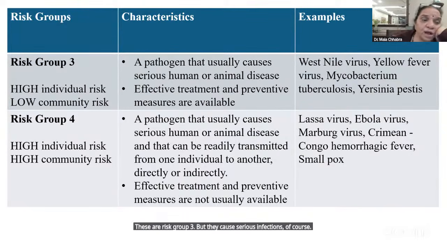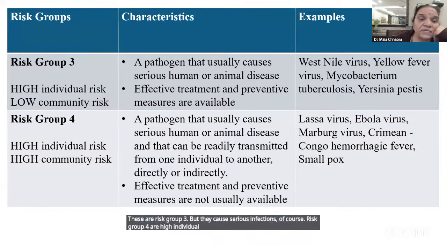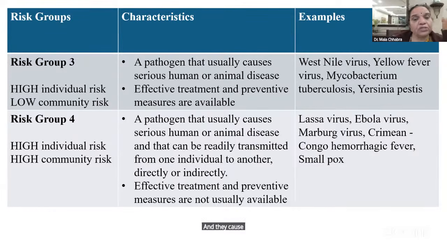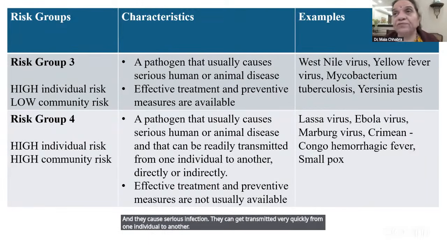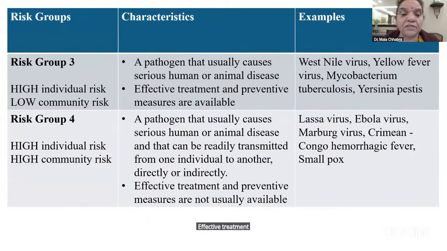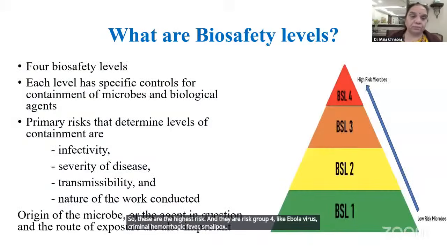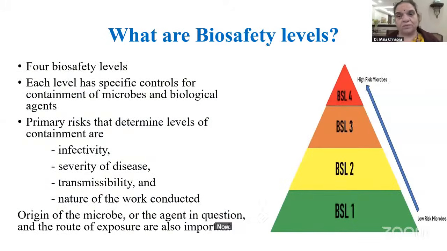Risk group 4 are high individual risk, high community risk, and they cause serious infection. They can get transmitted very quickly from one individual to another, and effective treatment or preventive measures are usually not available. So these are the highest risk, and they are risk group 4, like Ebola virus, Crimean-Congo hemorrhagic fever, smallpox, Lassa fever, etc.